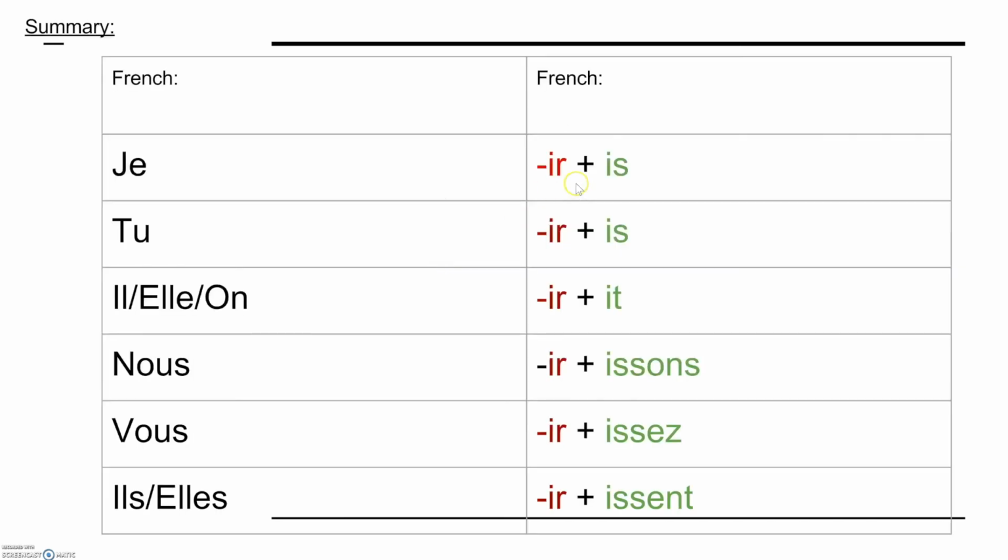The way I learned it, similar to ER verbs, is that I remembered that for all regular IR verbs in the present tense, you're always going to chop off IR and you're going to add the appropriate ending. So what you really need to learn is these endings and which ending goes with which pronoun.